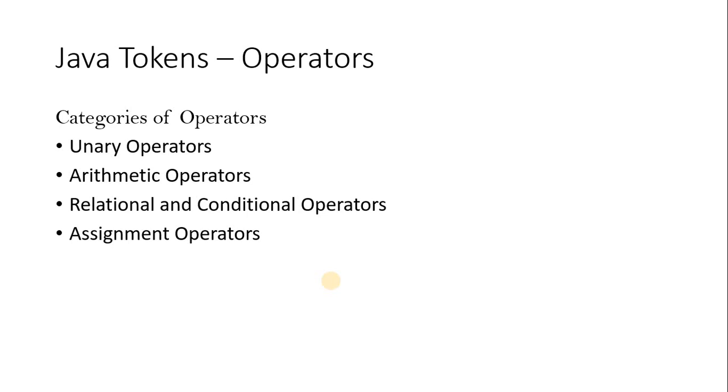Another session of object-oriented programming, ITIC 203. In this video, we are going to discuss operators. It's another token of Java. In the category of operators, we have unary operators, arithmetic operators, relational and conditional operators, and assignment operators. Now we are going to discuss them one by one.